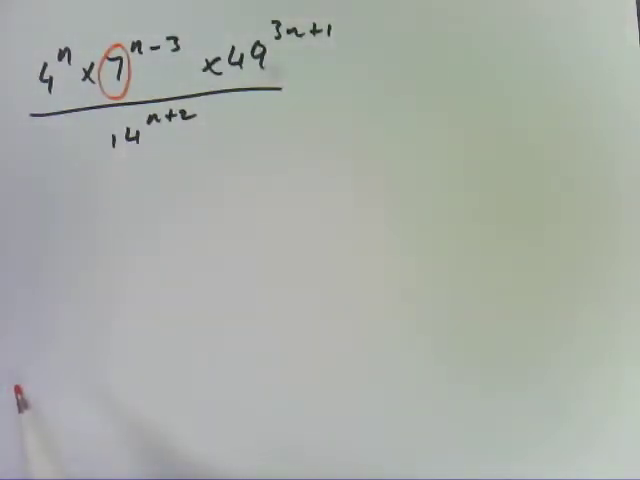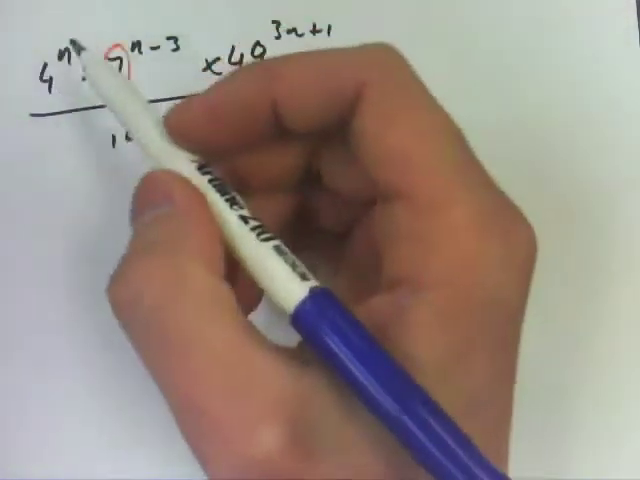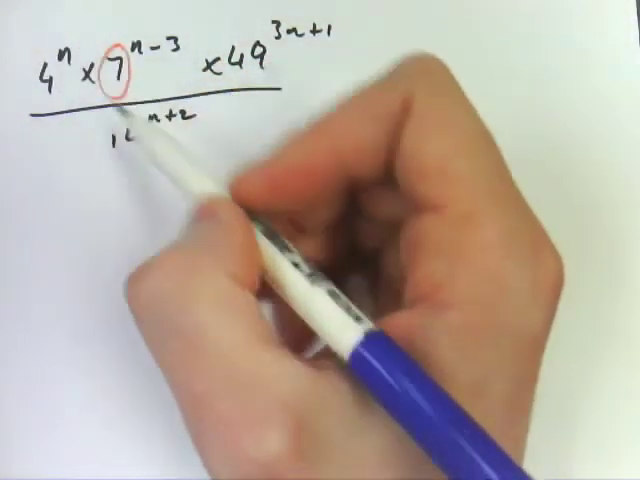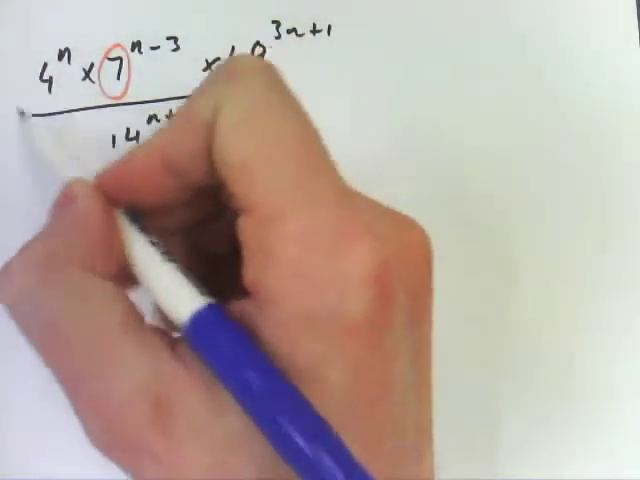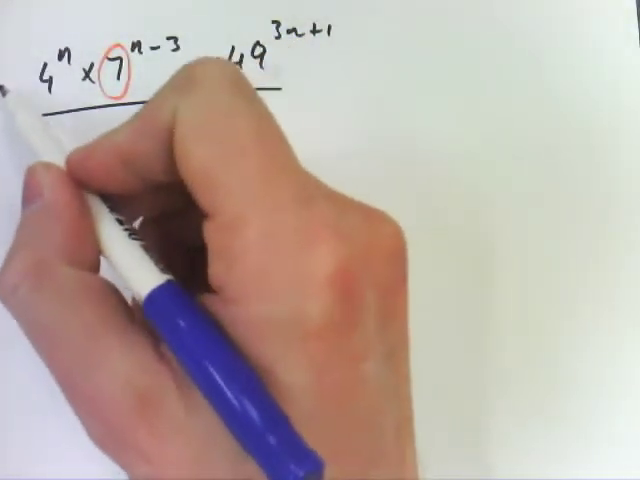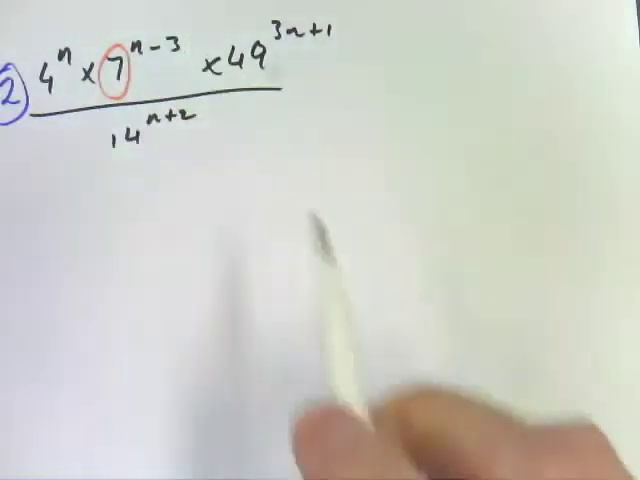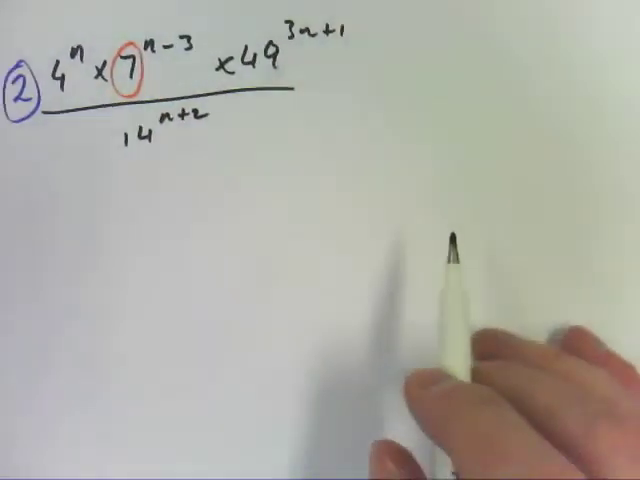What do you think another base we might be hunting for might be? A 2. Why a 2? 7 goes into 14. Yeah, 7 goes into 14 2 times, and 4 is 2 times 2. So we're trying to chase a base of 2 as well. That's what we're going to try and do.